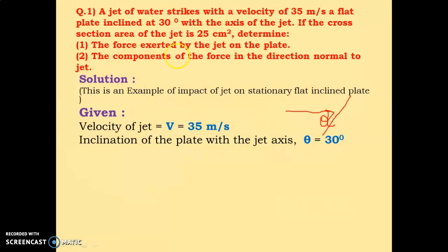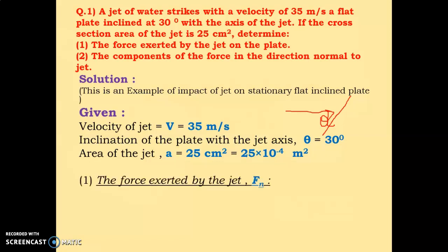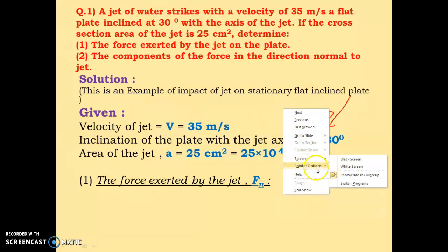If the cross sectional area of the jet is 25 centimeters square, we'll convert it into meter square. It is 25 into 10 raised to minus 4 meter square. So we have to first find out the force exerted by the jet on the plate.